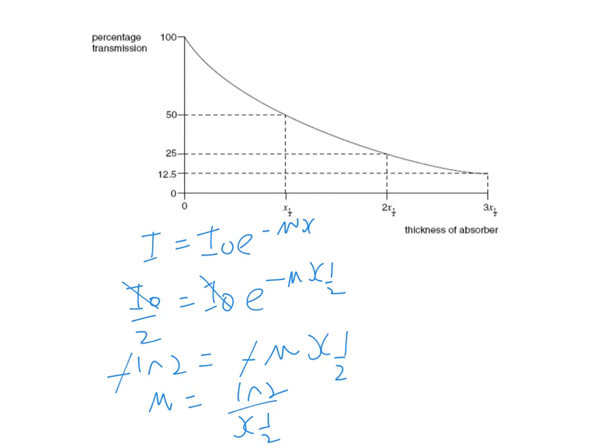So what it means is you can actually find out the value of mu if you know the value of half-value thickness, which is sometimes useful because you may be asked to use this equation to calculate the final intensity, but they may not give you the mu directly, but they give you the half-value thickness. So you can use this formula to find the value of mu. So then only you substitute inside here, then you can find the final intensity.